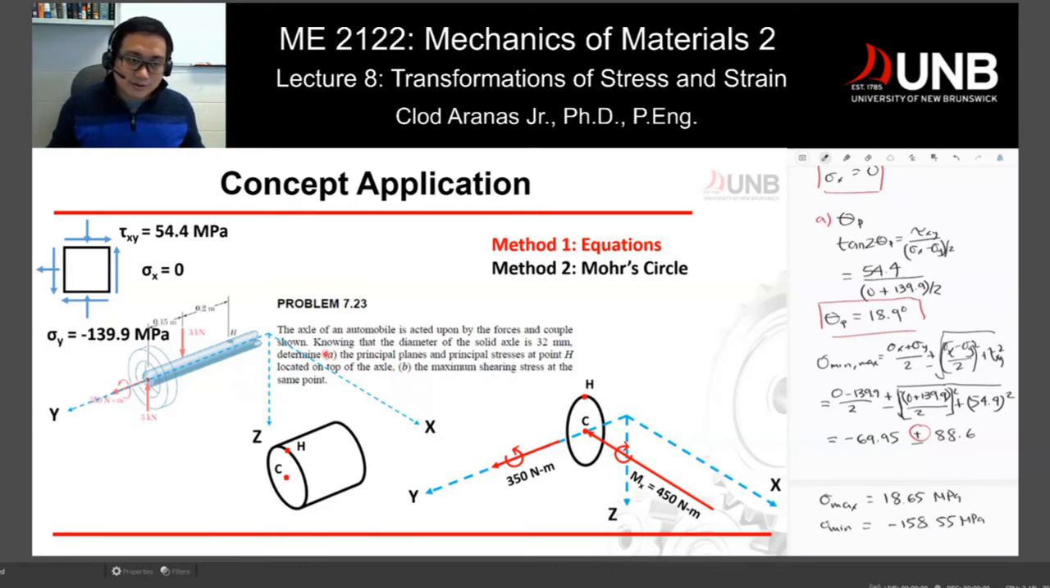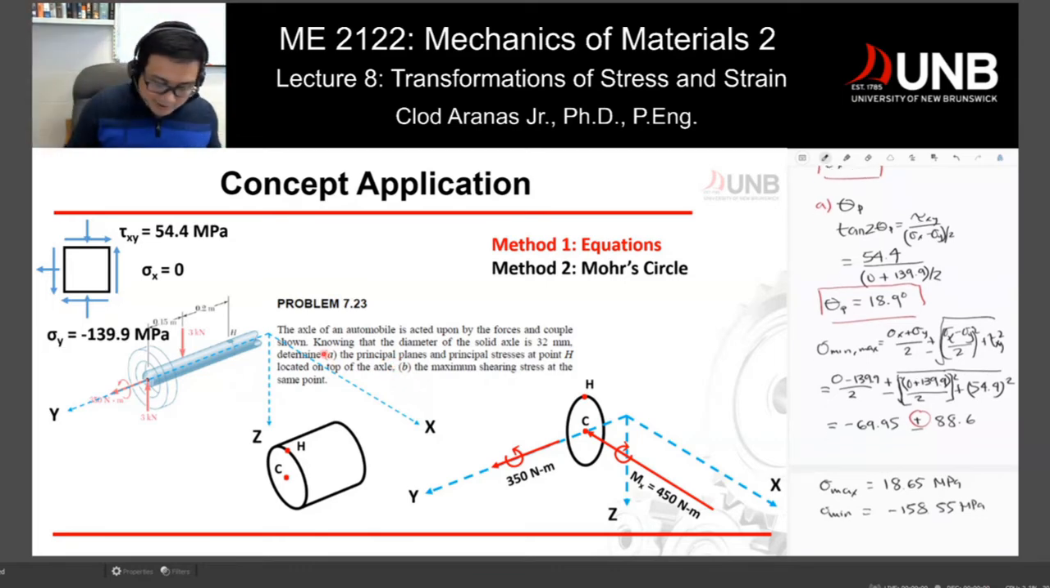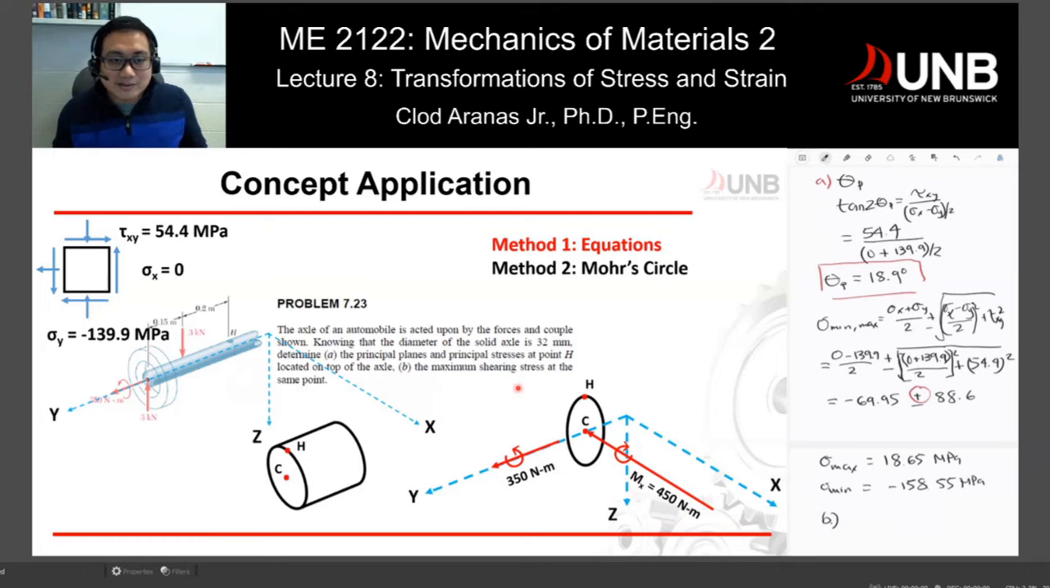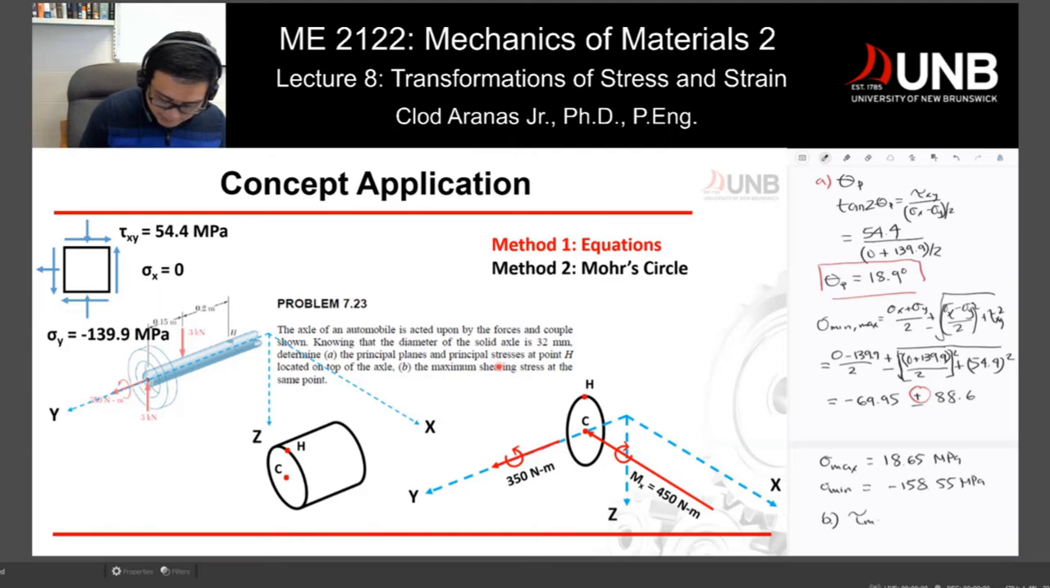Now, we're done with letter A. We can now go to letter B. For letter B, we're asked to calculate the maximum shear stress at the same point. Now, maximum shear stress, I would say in plane. Again, I'll be clear in the exam. This should be maximum shear stress in plane because our next topic is tau absolute maximum, not in plane. So the question here is what would be the maximum in-plane shear stress?